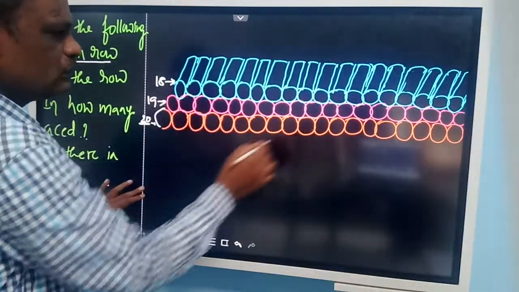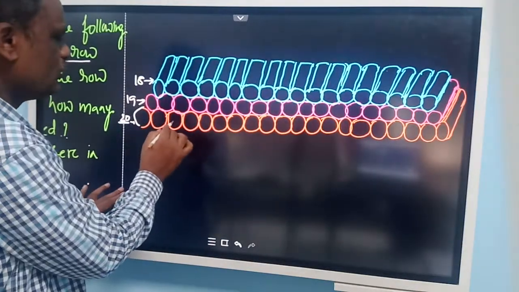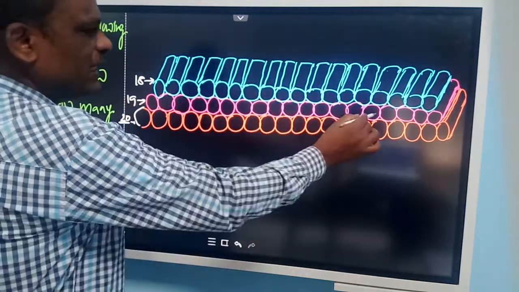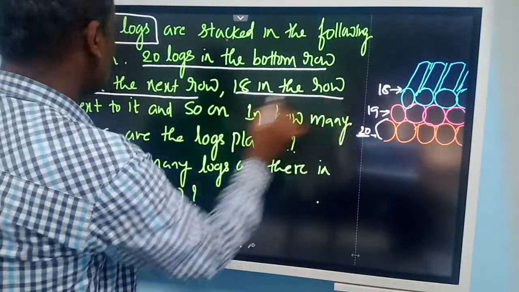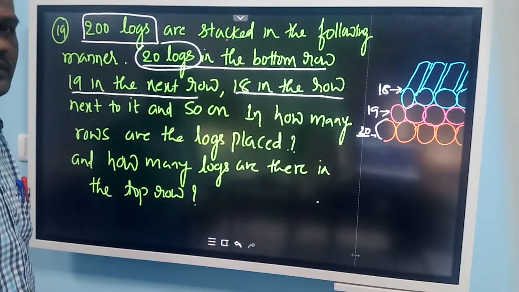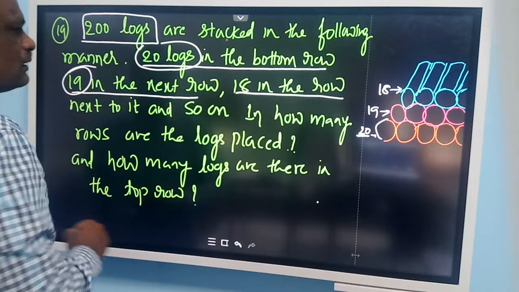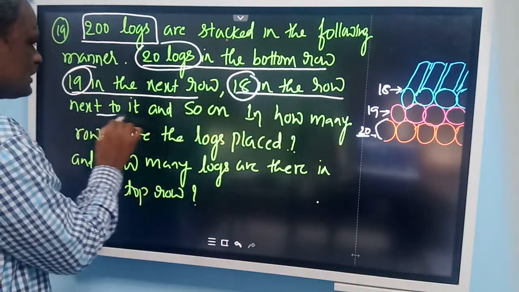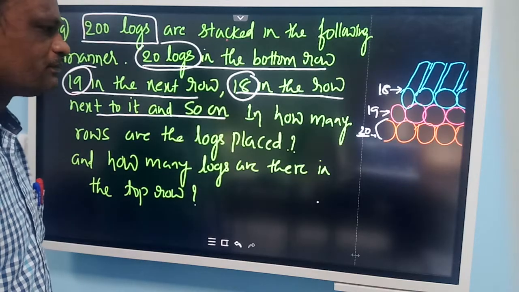This is the first row, which is on the ground, having 20 logs: 1, 2, 3, 4, 5, like that up to 20. Then in the second row we have 19. In the third row we have 18. So on the bottom row we have 20 wooden logs, on the next row 19 logs, then above that 18 logs, and it continues like that. Every time it decreases by one wooden log.